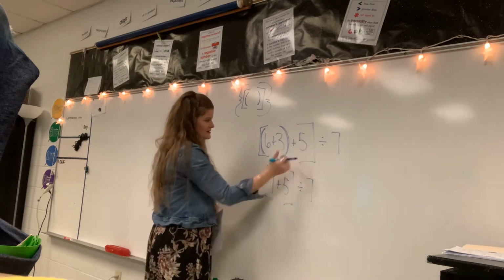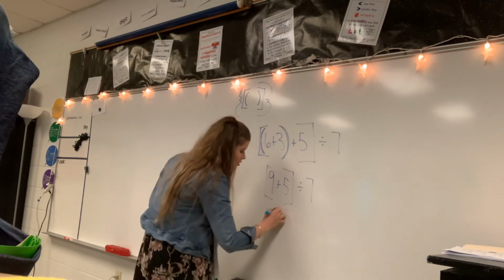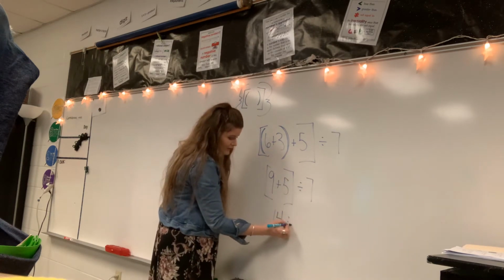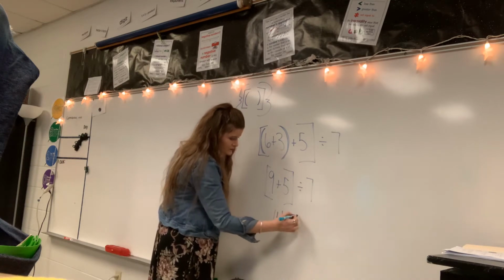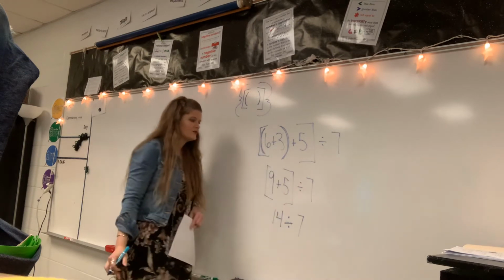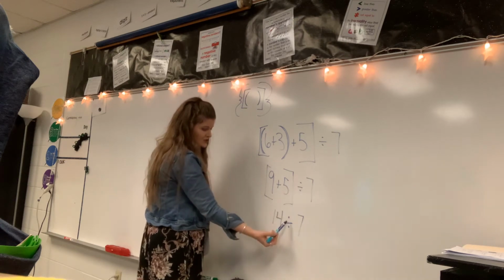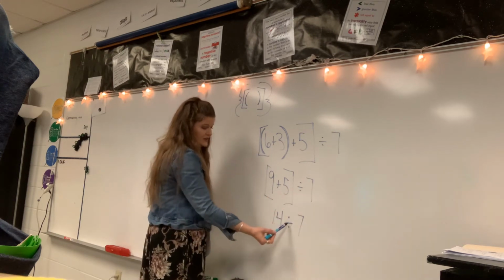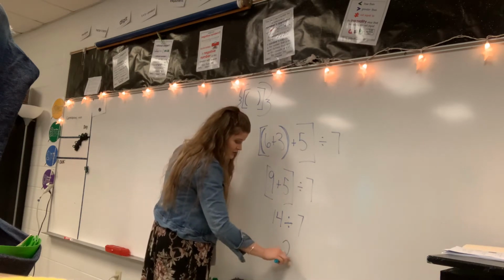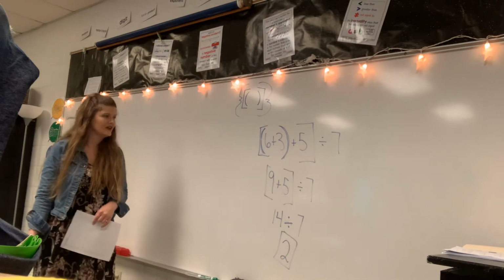Now, go to the next layer, which is the bracket. 9 plus 5 is 14. Bring the rest of the problem down. Once I solve for what was inside of those brackets, the brackets can go away. And now I simply have a 14 there. Bring the division sign and the 7 down. 14 divided by 7. There are 2 7s in a 14, so my answer is simply 2. You just work through those layers, okay?